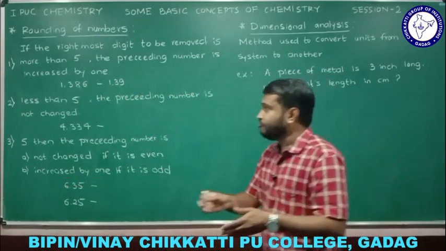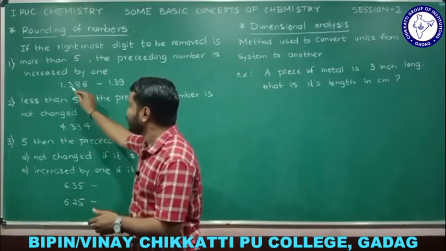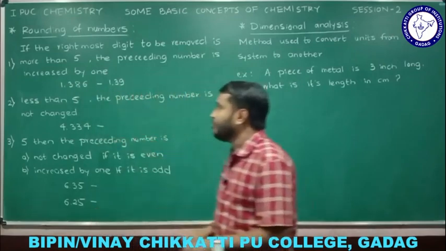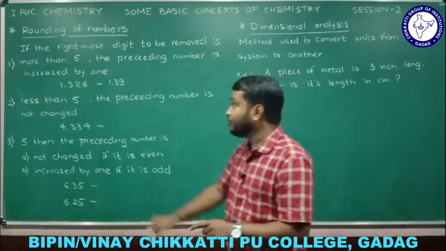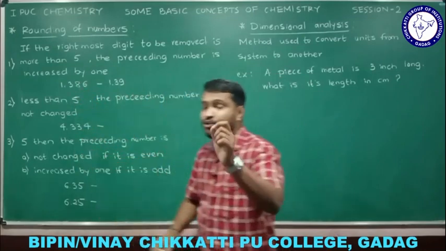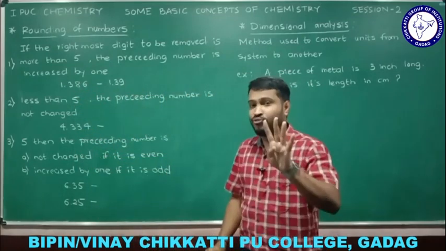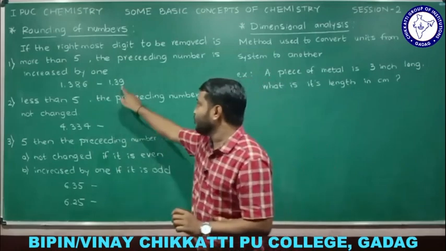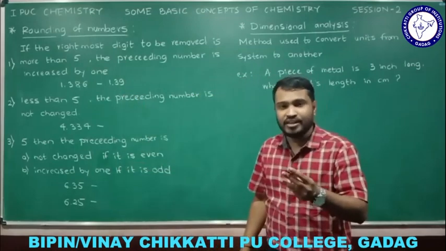So what we did is round off this number, 1.386, to 1.39. And try to know, in 1.386, do you know how many significant figures there are? 4 significant figures are there. In 1.39, 3 significant figures are there.